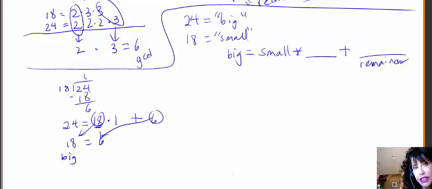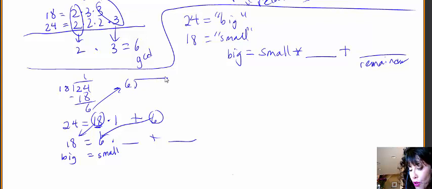So anybody here on the left-hand side is referred to as the big, and then equals small times something, we're going to figure that out in a moment, plus a remainder. Okay, so with this example, I hope you can appreciate that 18, which used to be our small, is going to become the new big, and 6 is going to become the new small.